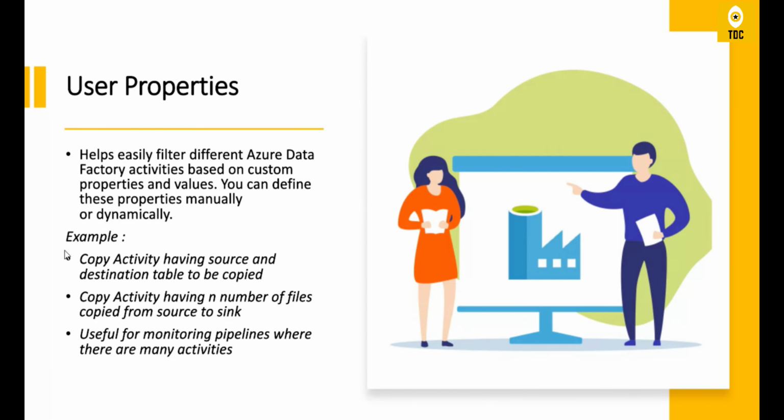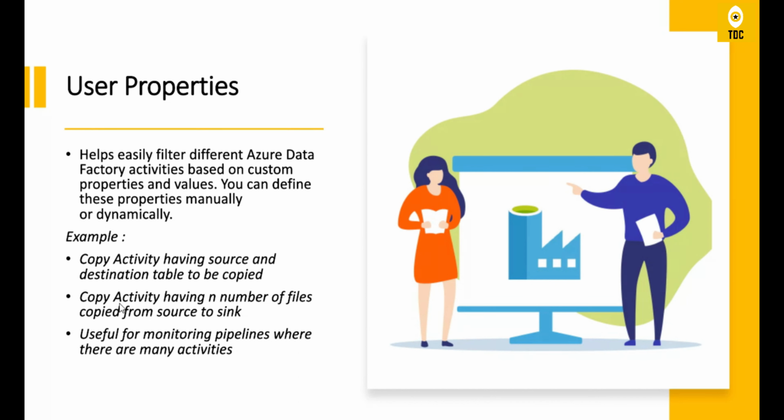As an example, you might have 10 to 15 copy activities in your Azure Data Factory pipeline, and you are not sure which exact copy activity you want to use for debugging. You will have a source and destination table. If you enable the source and destination table as properties, then you can definitely refer to these properties and identify which copy activity you are referring to.